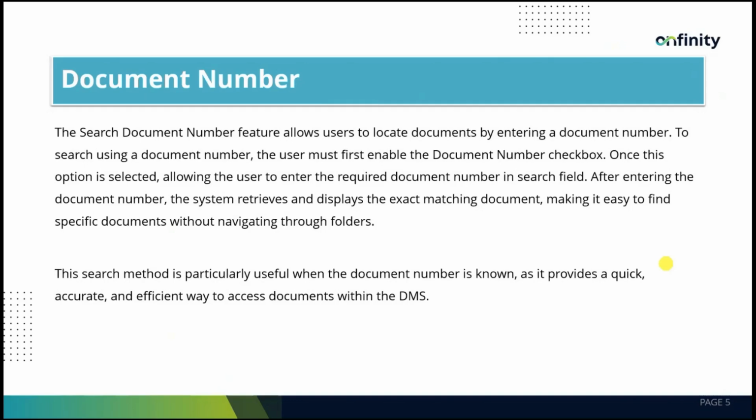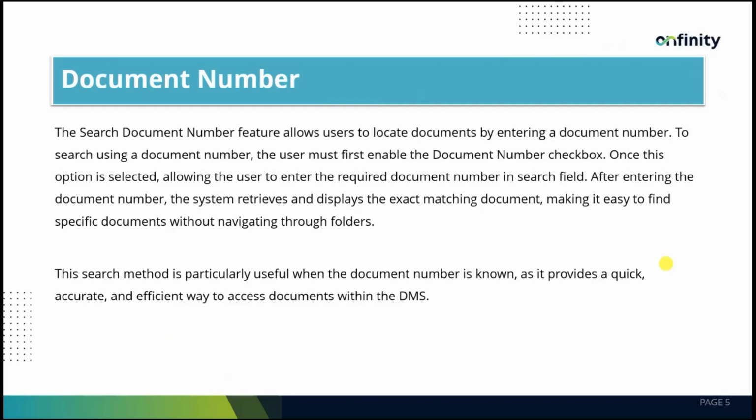After entering the document number, the system retrieves and displays the exact matching document, making it easy to find specific documents without navigating through folders. This search method is particularly useful when the document number is known, as it provides a quick, accurate, and efficient way to access documents within the DMS.